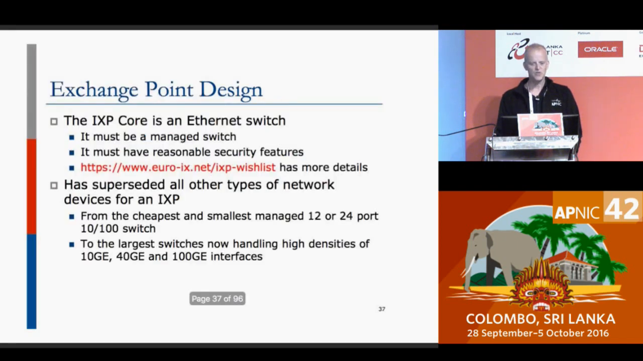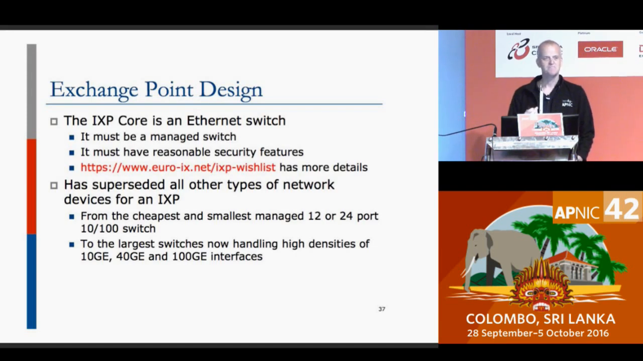All right, so I think I've made this point already. The core is an Ethernet switch. A managed switch, no unmanaged switches, please. It has to be a managed switch. It must have reasonable security features.